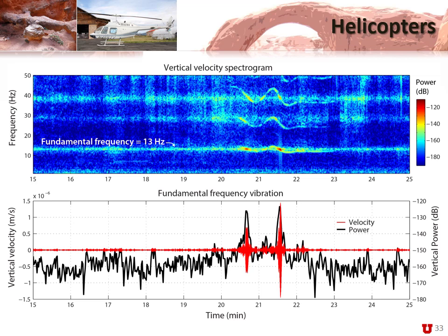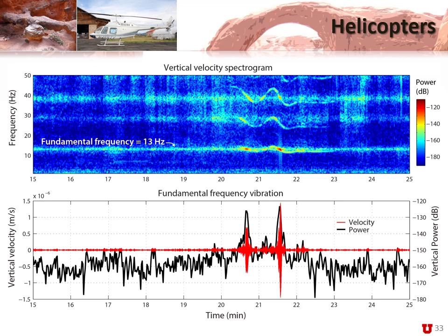This is my last example. It's about helicopters again. And this is Bryce Canyon. Here's Two Bridge. And this is the tourist helicopter that flies out of the Bryce Canyon Airport, operated in conjunction with Ruby's Inn locally there. It's a two-blade helicopter. It's a Bell 206.